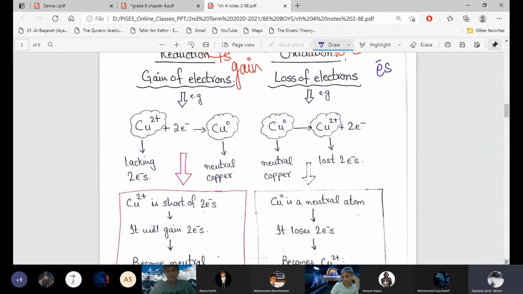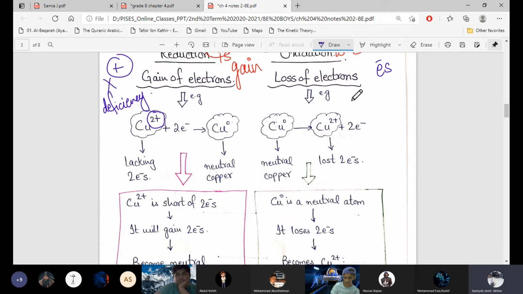And here are simple examples. We have copper 2 plus. Now when does a plus sign come on anything? When it loses, when it gives its electrons. The plus sign comes when anything loses electrons. So if anything is positive, it has a deficiency of electrons, it is lacking electrons.